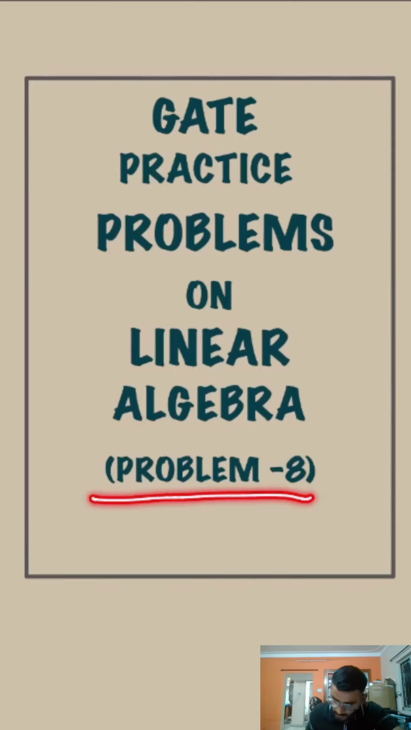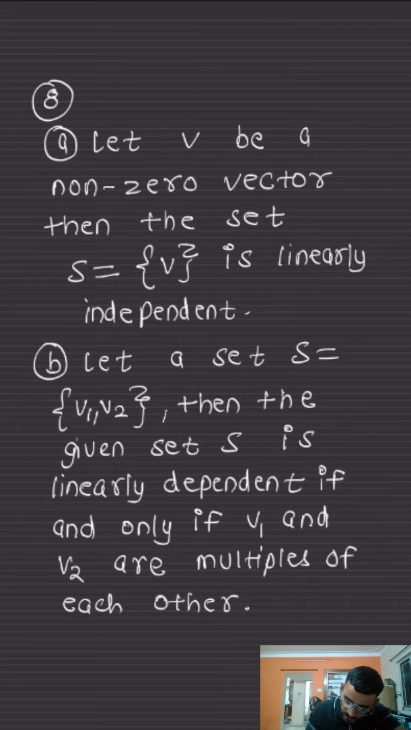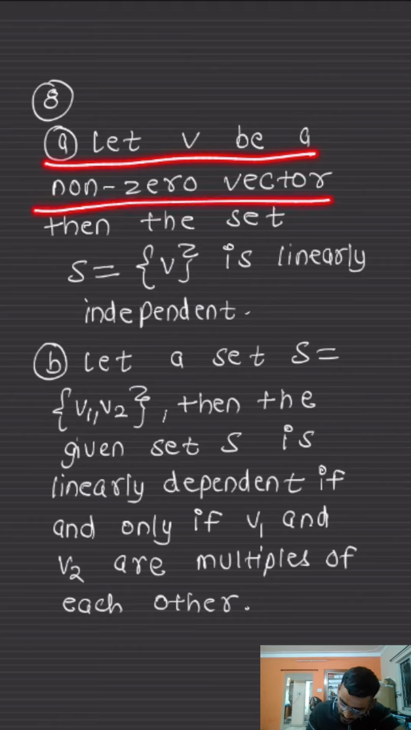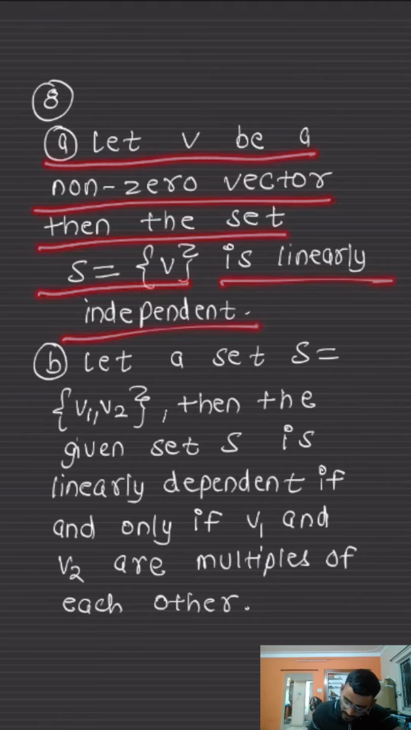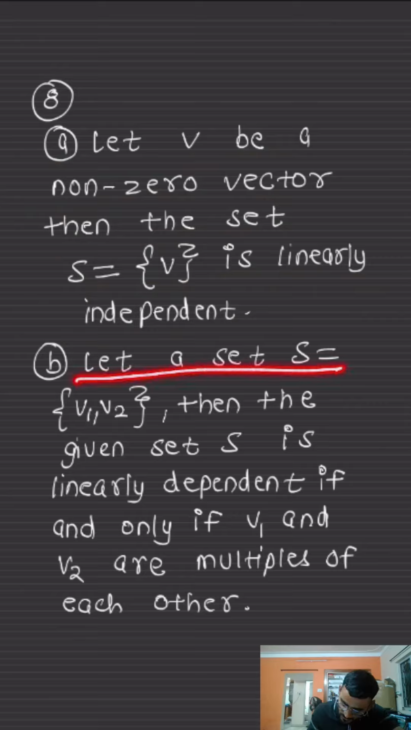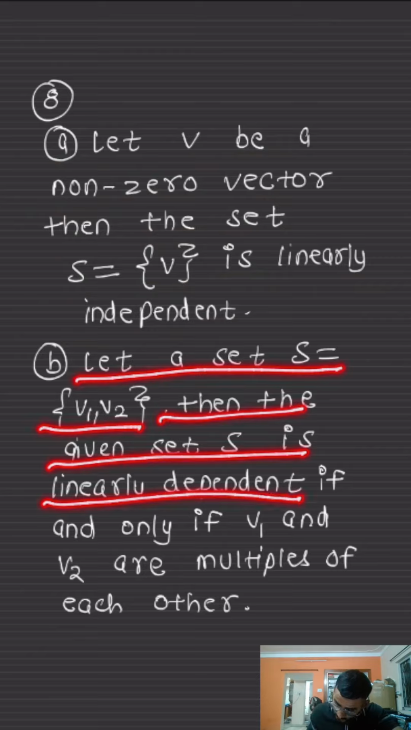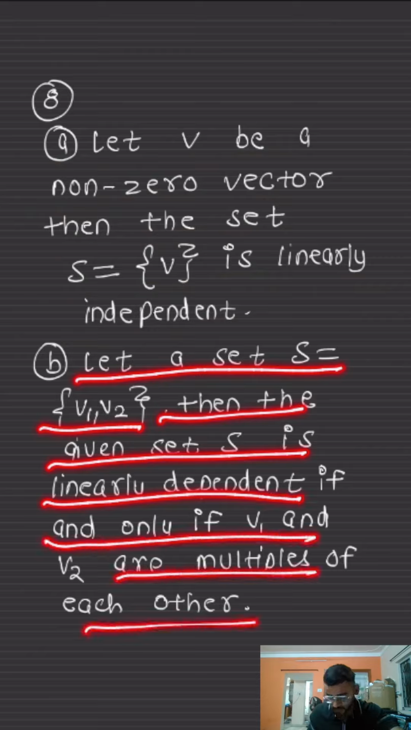This is problem number 8. The first statement is: let V be a non-zero vector, then the set S consisting of V is linearly independent. The second is: let a set S consist of V1, V2, then the given set S is linearly dependent if and only if V1 and V2 are multiples of each other.